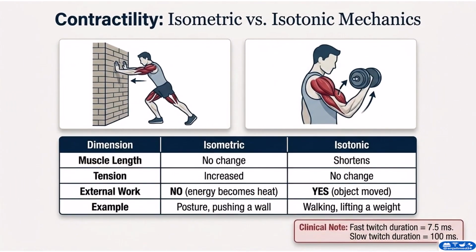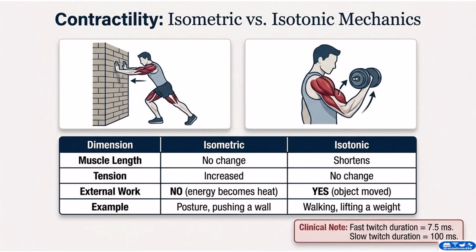Contractility. Isometric versus the isotonic mechanics. Now let's move to another important muscle property, contractility. Contractility is the ability of the muscle to generate force and produce movement. There are two major types of muscle contraction, isometric and isotonic.